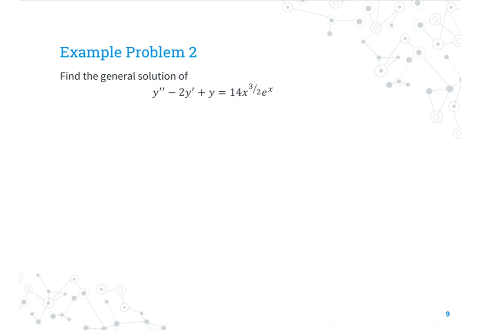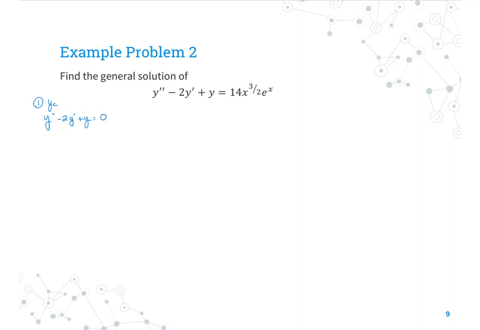I wanted to make sure that we got through this last example. So again, we're going to use variation of parameters, but we're going to have to start by finding the solution to the complementary equation. So we're going to set y double prime minus 2y prime plus y equal to 0.